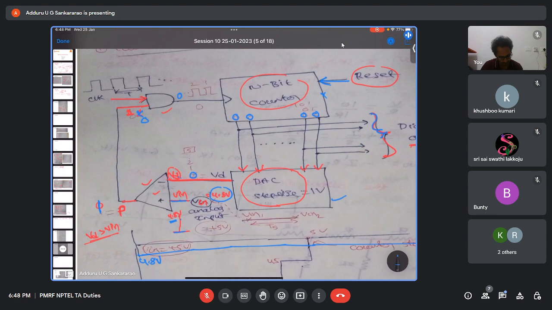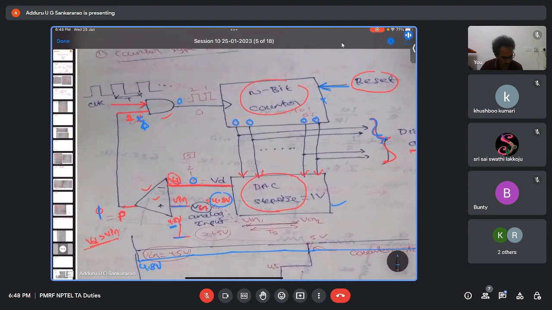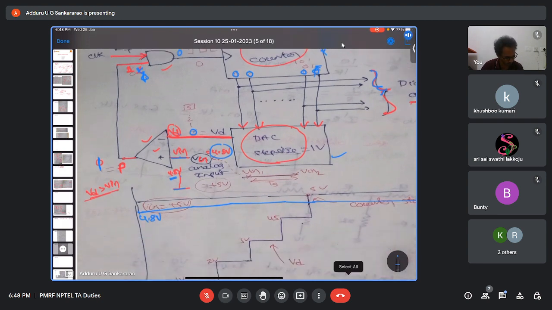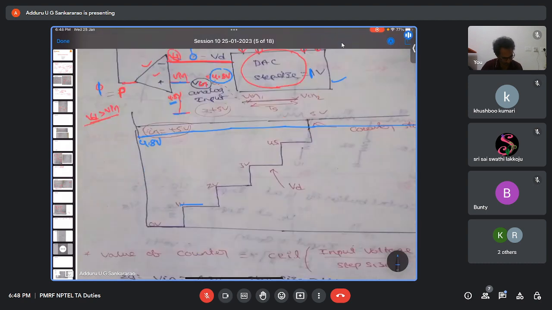So P is 1. So the clock will reach here. The first clock pulse will reach here. So the counter will be incremented by 1. What is the output of DAC? Step size is 1 volt. So output of DAC is 1 volt. This is the output of DAC I'm drawing. Okay.